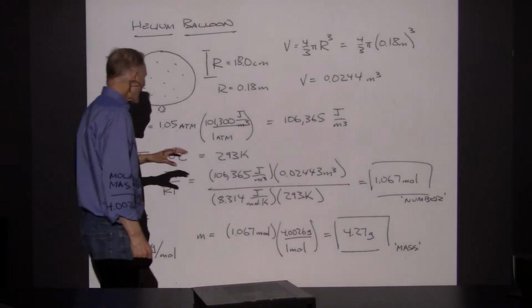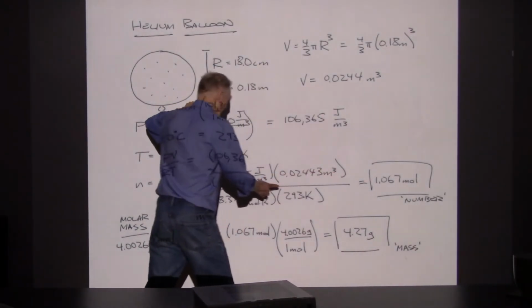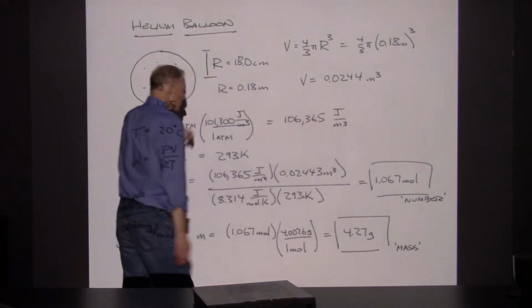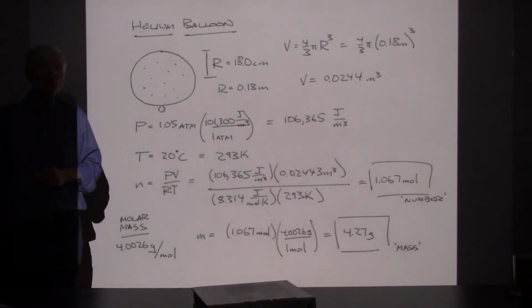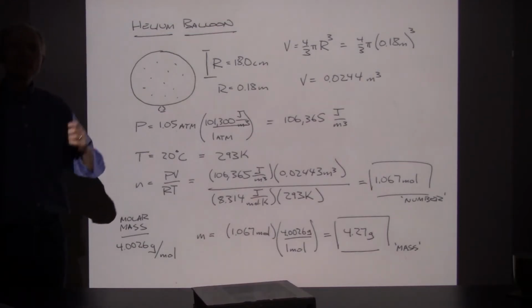Now that I've done that, I can put all the numbers in. The cubic meters here will cancel the cubic meters, the joules will cancel the joules, the kelvins will cancel the kelvins. All that's left are the moles. And the moles are in the denominator of a denominator. And that means that the moles will pop back up to the top.